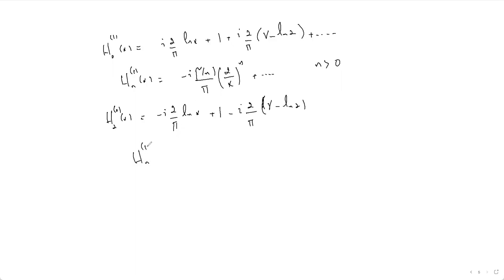Similarly, hn of 1, sorry, this is not 0, this is 2, h0 of 2. So hn of 2 will now be equal to, similarly, the complex conjugate of this, so replacing minus iota by plus iota, it will be iota gamma n by pi, 2 by x raised to power n plus some other terms. This is again the case for n equal to 0.